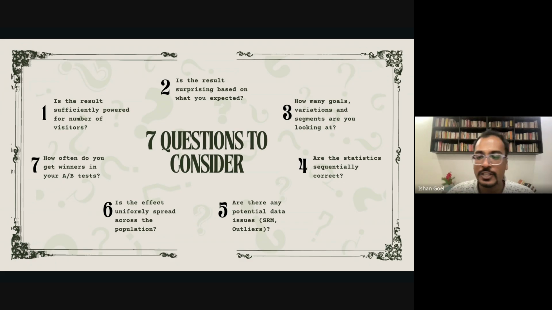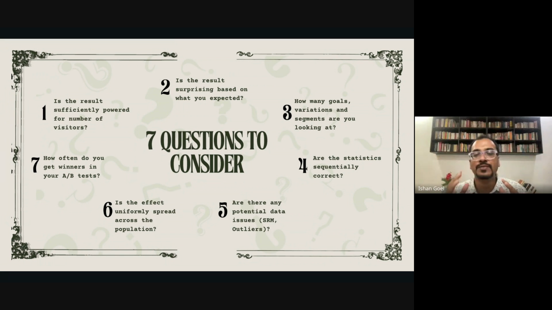Finally, question number 7 is how often do you get winners in your A/B test? Now, this is a very important thing: if you are running more bogus ideas and very few good ideas, the chance of a false winner increases. And this is very counterintuitive. But if you are running more good ideas, say 30-35% good ideas, then the chance that your winner is false will be lesser.